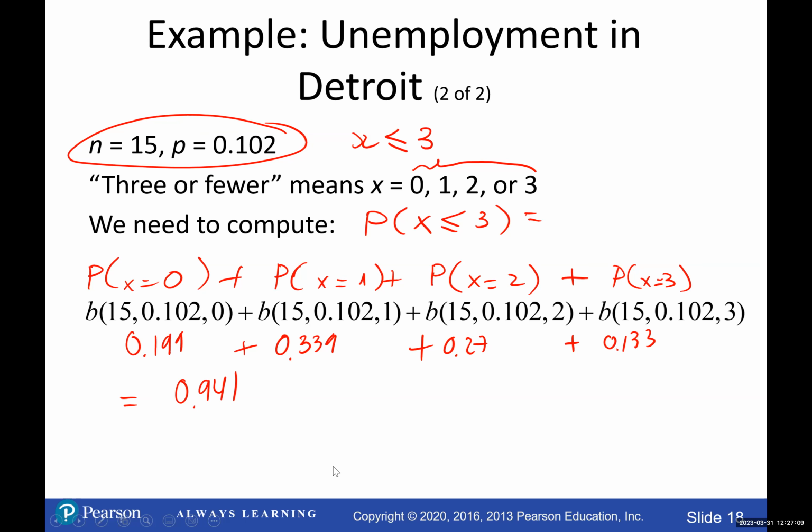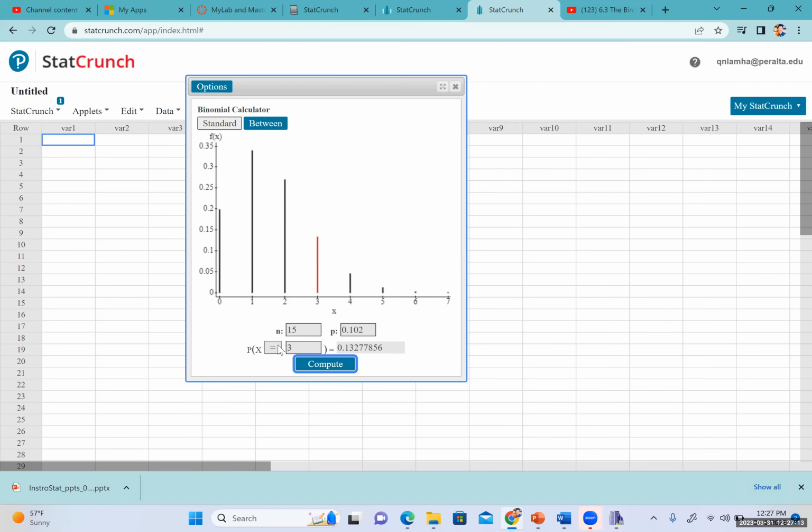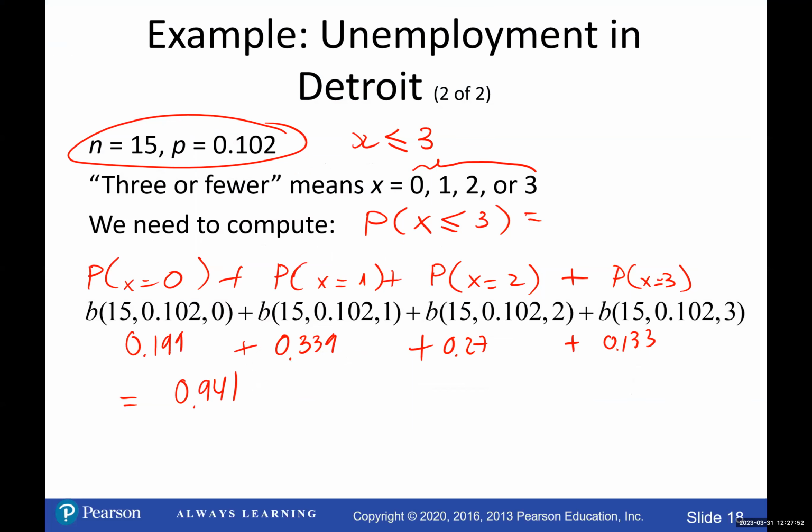So StackRange can do it a way to make it cumulative. Instead of saying x equal to exactly each k here, I make it less than or equal to. This is the notation of less than or equal to. So x less than or equal to 3, and I compute that, and I got 0.94 at 2 decimal places. If you want 3 decimal places, 0.941, that's fine. It's similar to the answer that I had before.